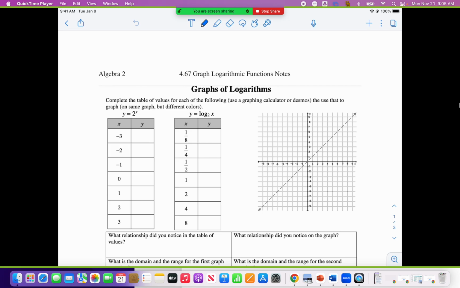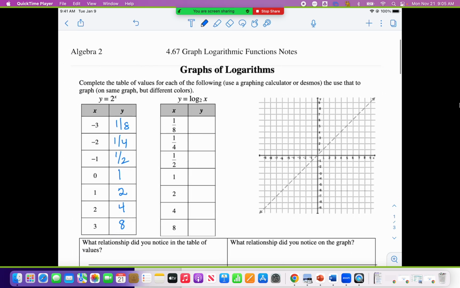All right, so I know 2 to the third is 8, 2 to the second is 4, 2 to the first is 2. Everybody, what's 2 to the 0? 1. 2 to the negative 1 is 1/2, 1/4, 1/8. So let's go ahead and plot these. So this is an exponential function.